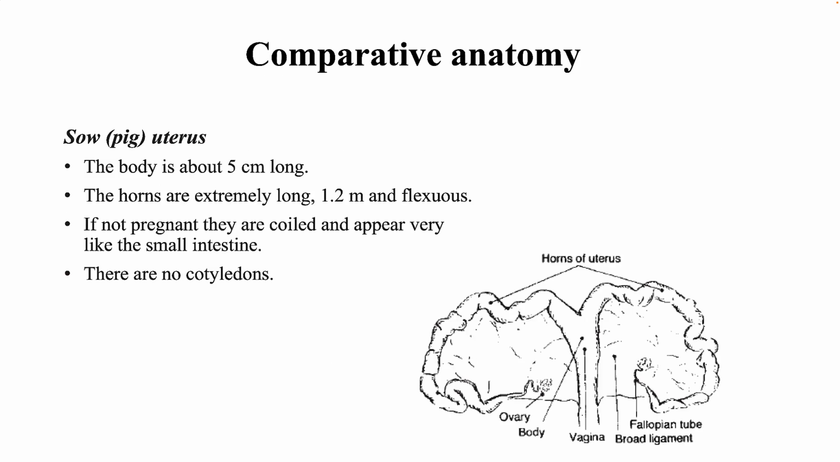In a pig, this is very different because pigs tend to produce a lot of piglets. So the uterus is designed to provide that kind of room for a lot of piglets. The uterus is about 5 centimeters long. It doesn't have horns here because the body of the uterus comes immediately after the vagina. So we don't have horns or cotyledons here.